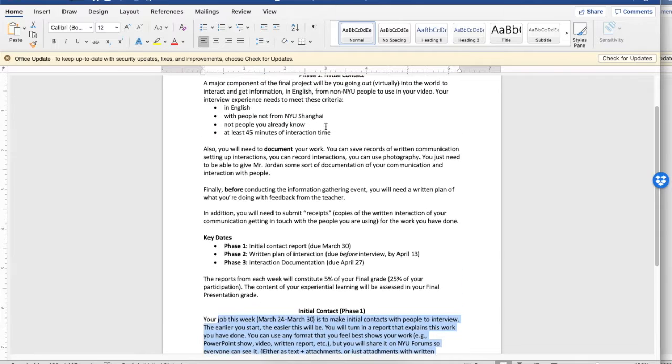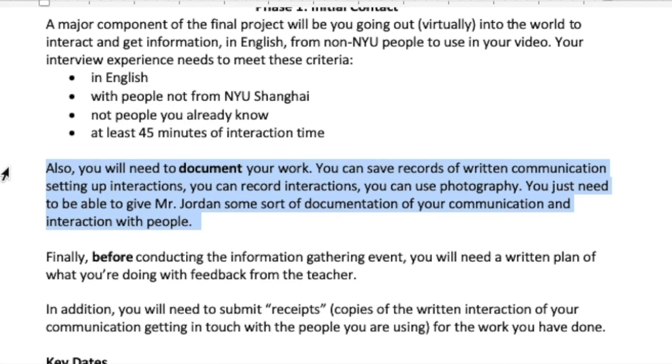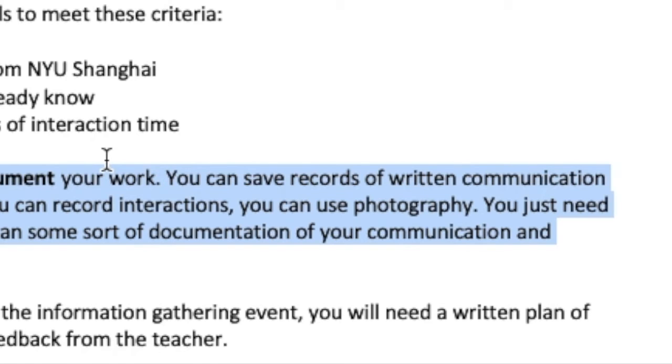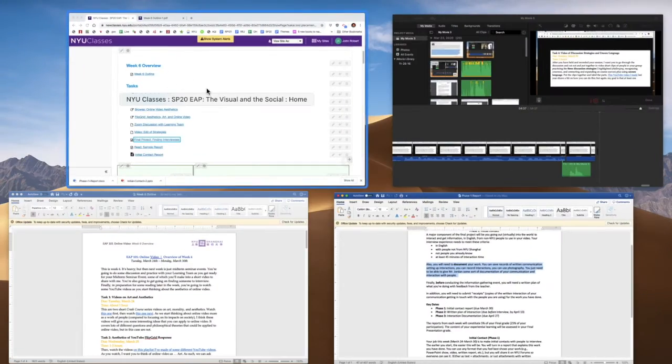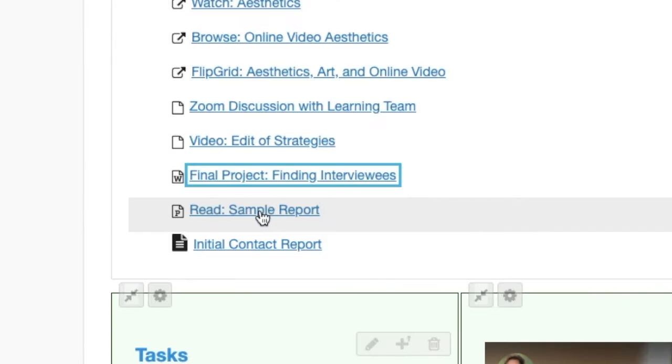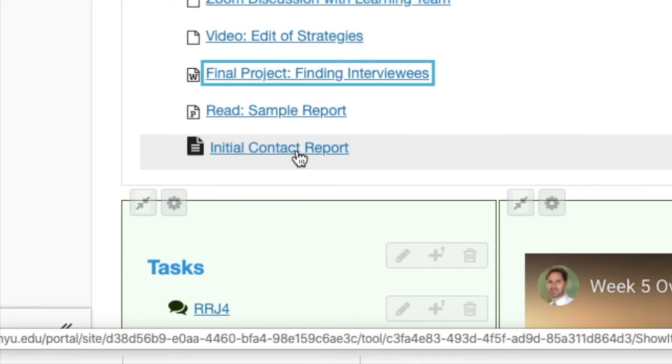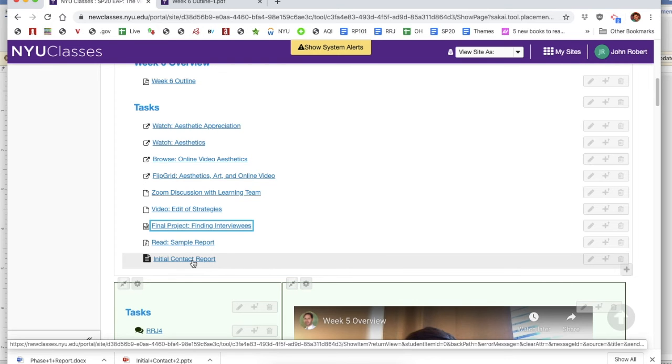And keep in mind, a key part of this is documenting your work. That is, you're going to send me screenshots and attachments that show these interactions that you've had with people. This is what you've written. You're going to show me the actual words that you have written. I've also put on here some old reports from previous students to give you an idea of what you can do. You can check that out. And then this is an assignment where you will submit that to me at the end of next week. So that is week 6.